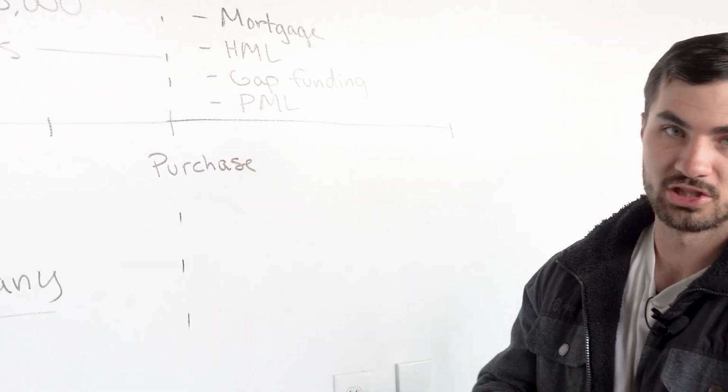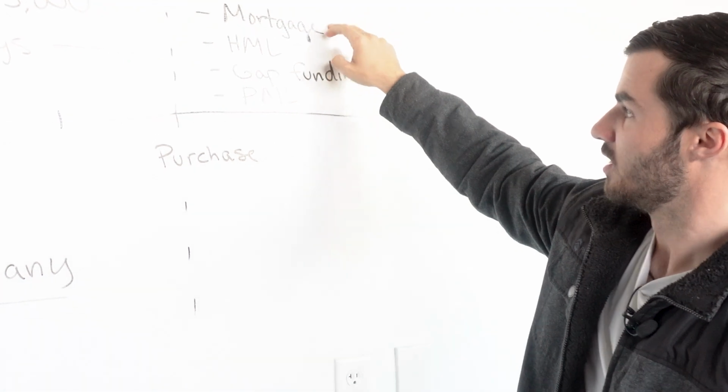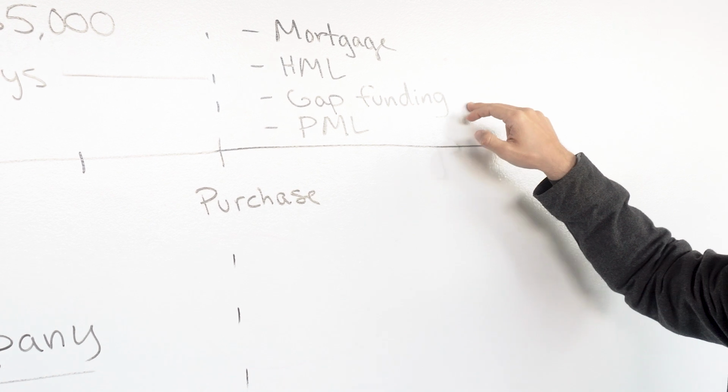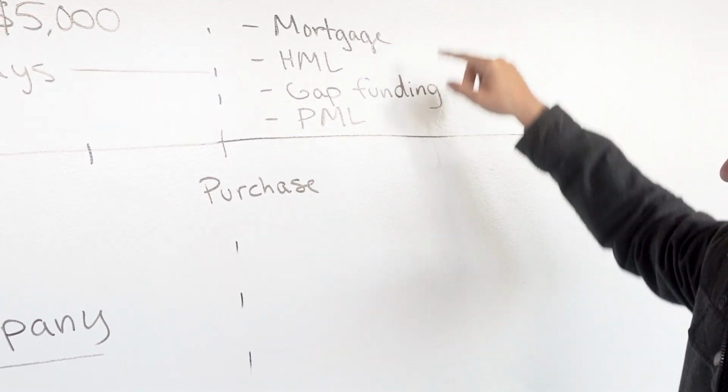So your mortgage is backed by the property itself. Your hard money loan is backed by the property itself. Your gap funding is backed by the property. Your private money lending is backed by the property itself.